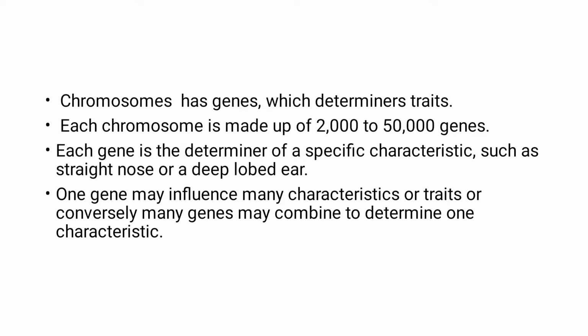Chromosomes contain genes which determine the hereditary characteristics. Each chromosome will be made up of 2000 to 50,000 genes. So the minimum is 2000 and the maximum is 50,000. In this range, each chromosome will have a different number of genes.